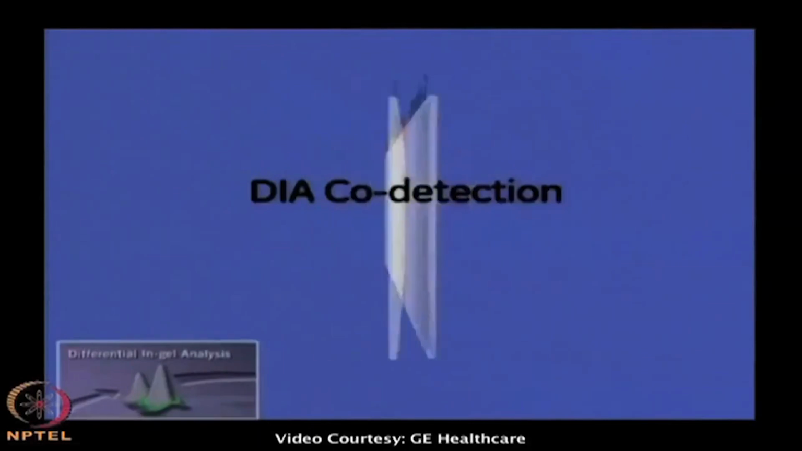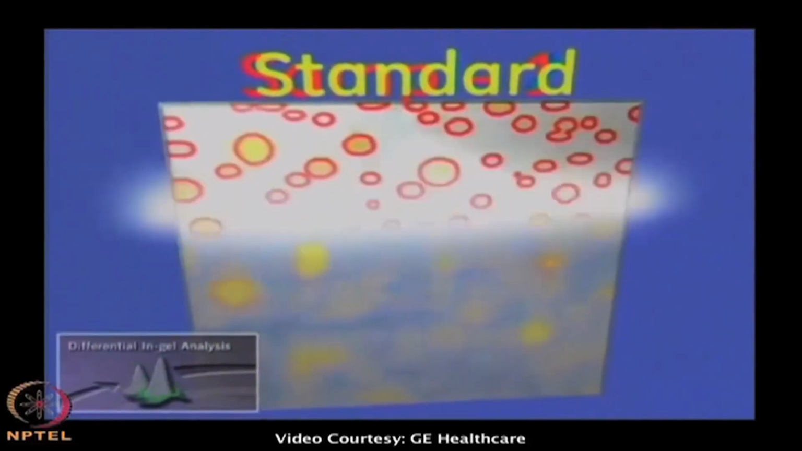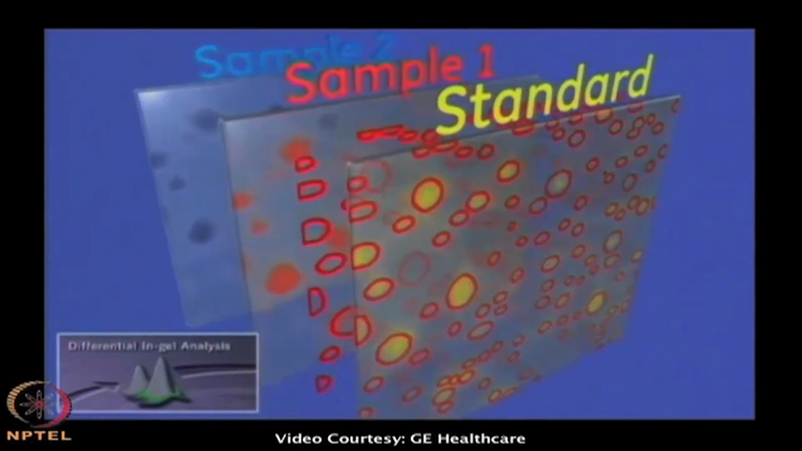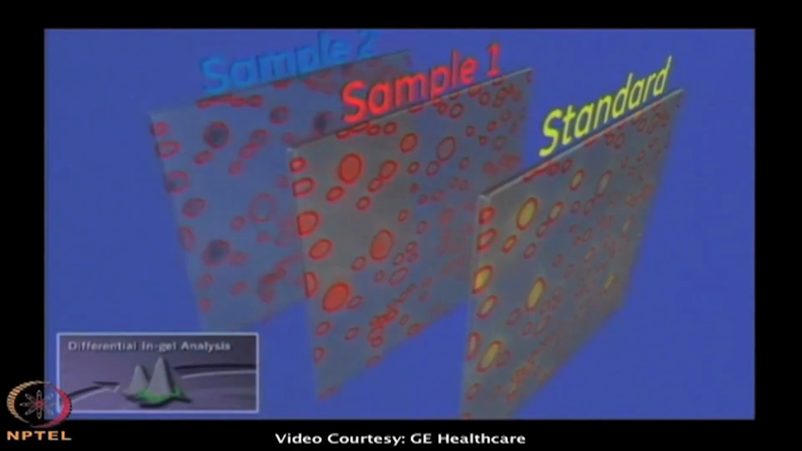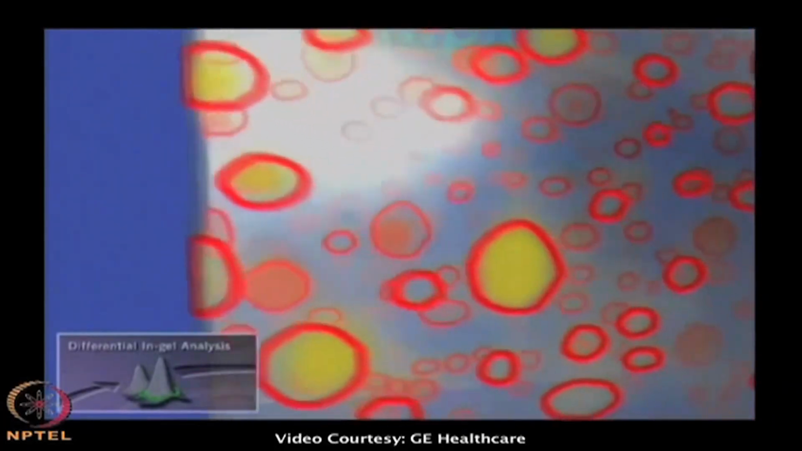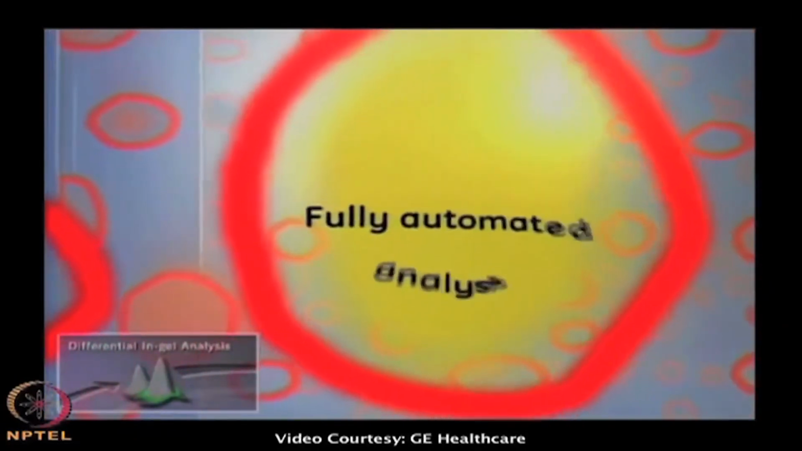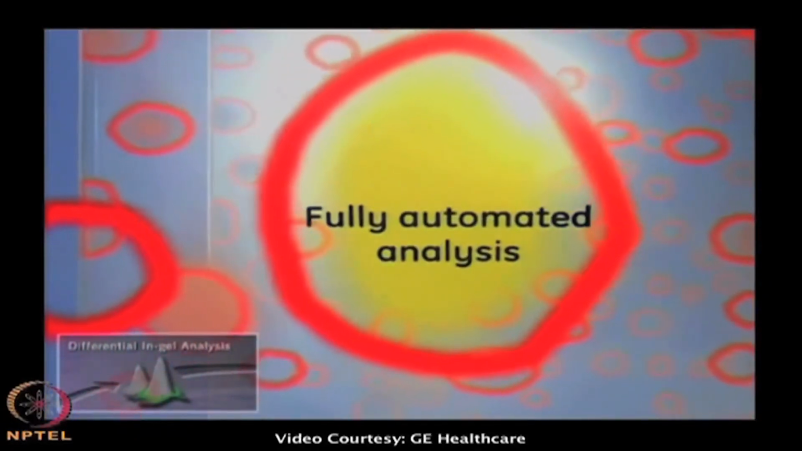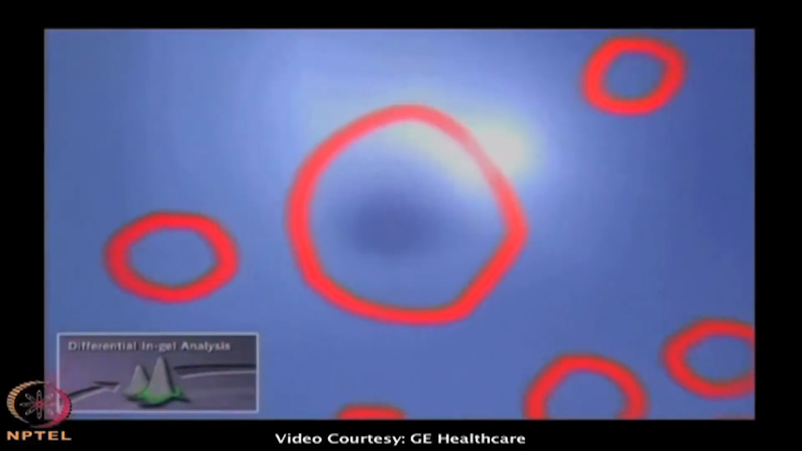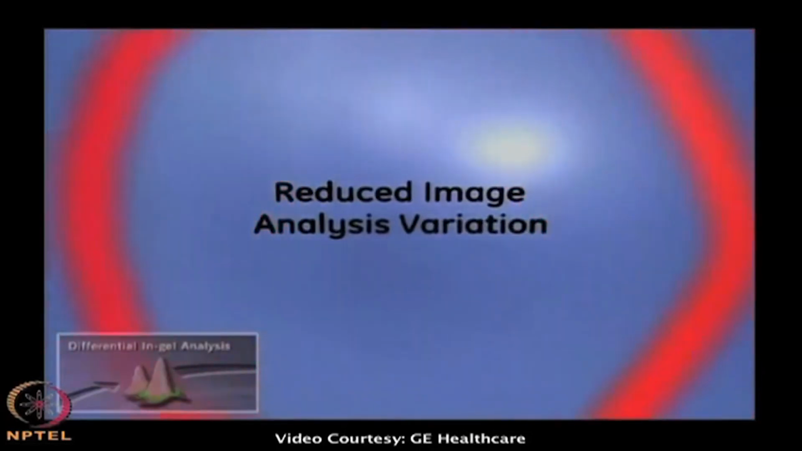Then in DIA there will be a co-detection. The co-detection is nothing but there is a standard gel which is labeled with Cy2. From the same area we are expanding the remaining 2 images also, so that the artifact can be minimized. Again, this is fully automated analysis. There will be very little manual interference in this analysis.